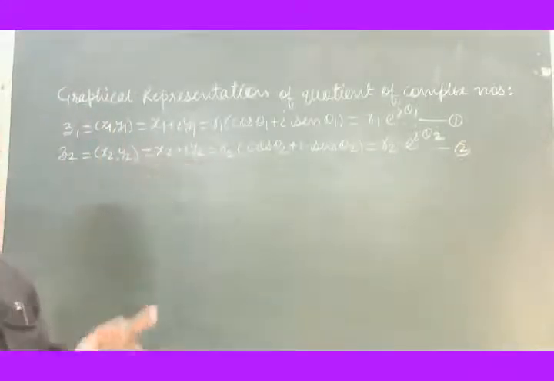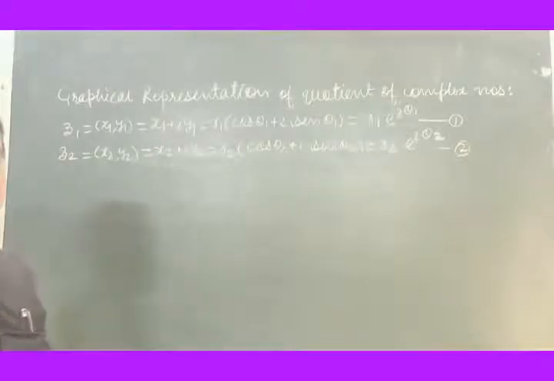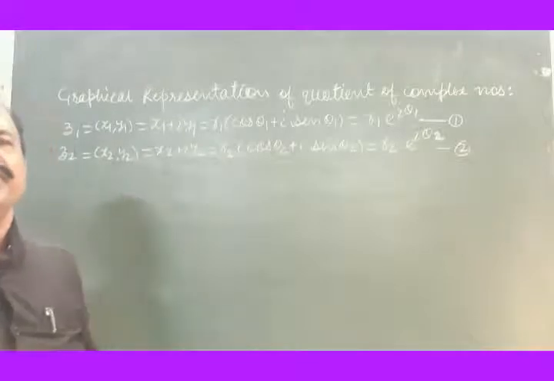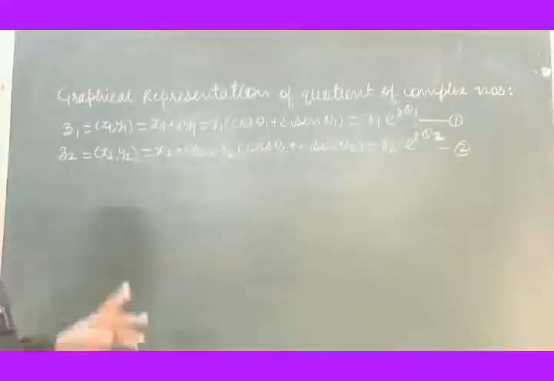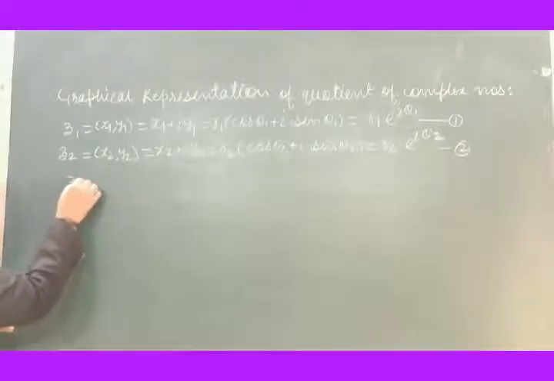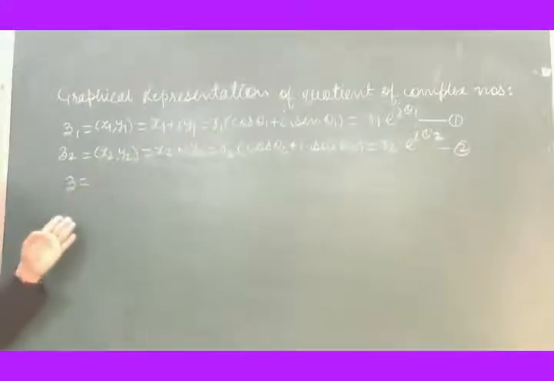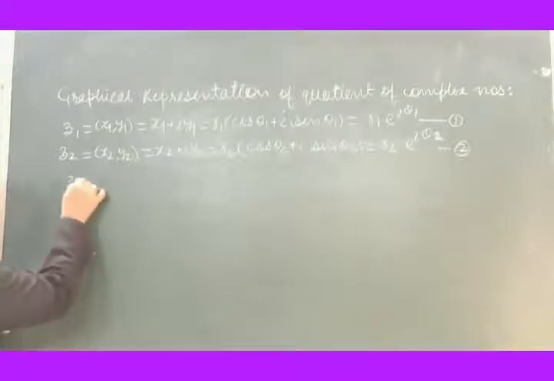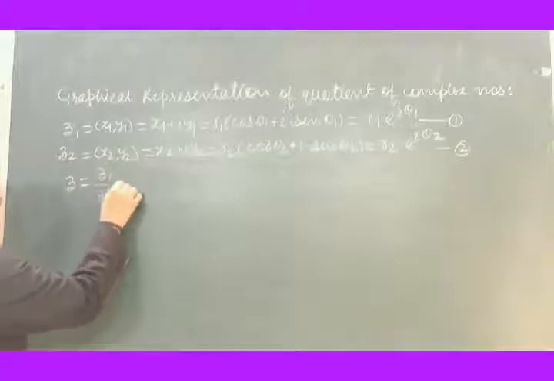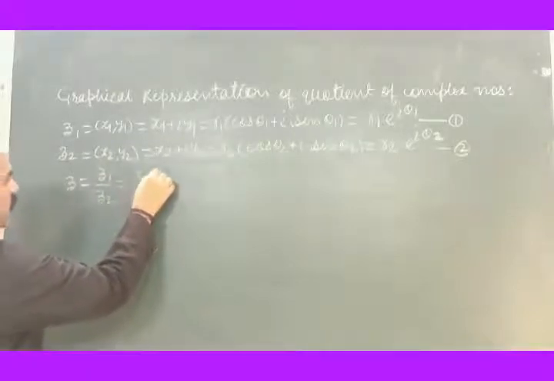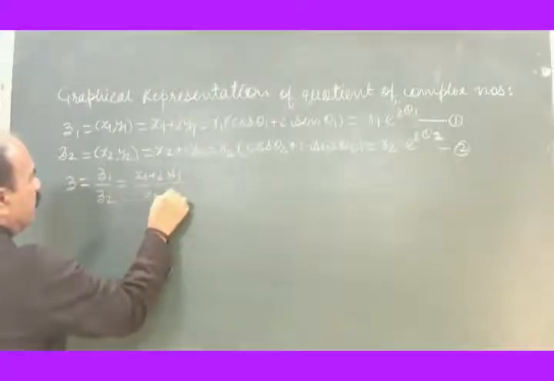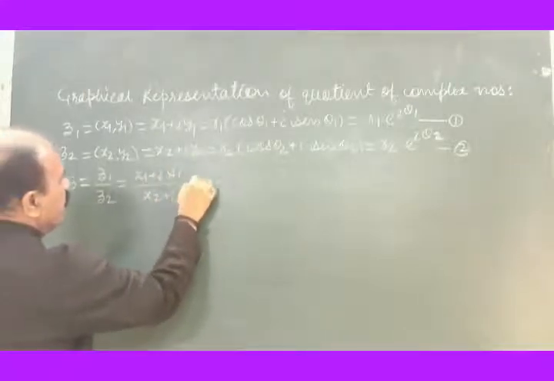These are the two given complex numbers. Let us assume these two are the given complex numbers. Quotient or division of these two is a complex number. Let this complex number be Z, which is Z1 divided by Z2, that is x1 plus i y1 divided by x2 plus i y2.